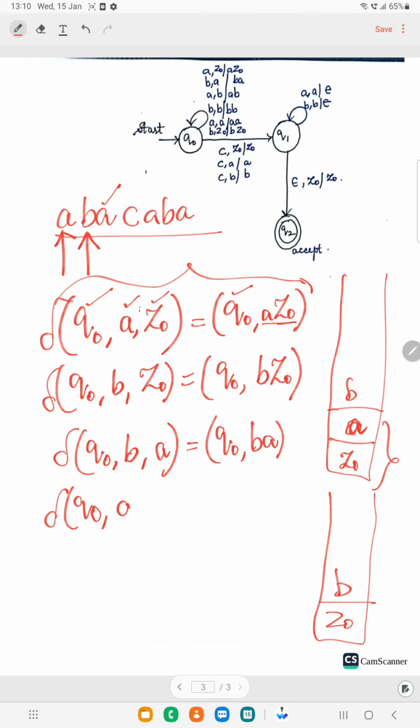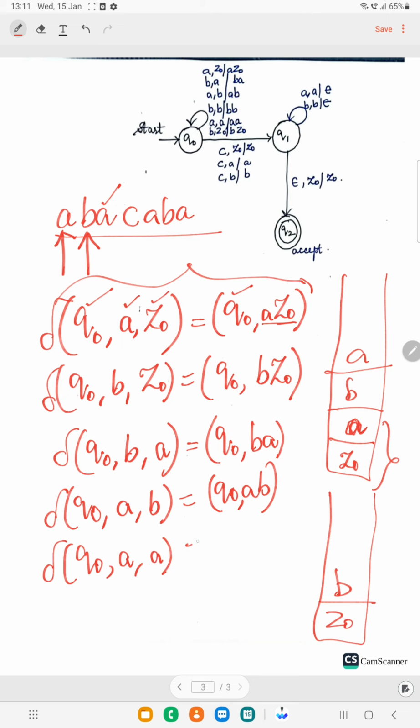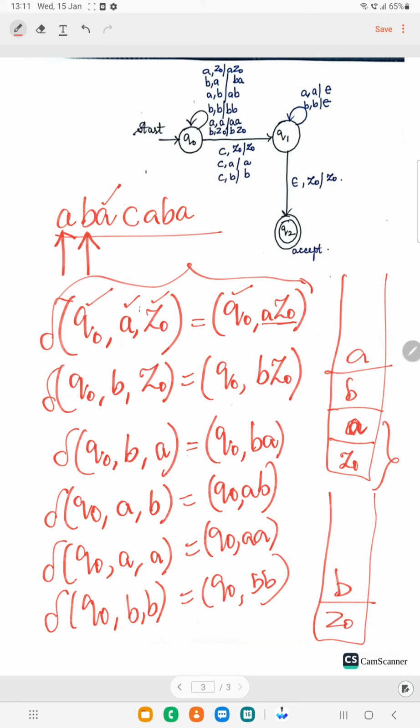What is the scan symbol? A. What is there on the top of the stack? B. So don't change the state, just push. A I have pushed. So what are the other possibilities? Other two possibilities: if the scan symbol is a and the top of the stack is a, then in order to push, you will get q naught comma a a. Similarly for b, q naught comma b b. All the 4 transitions may occur, so I have mentioned all the 4 here.